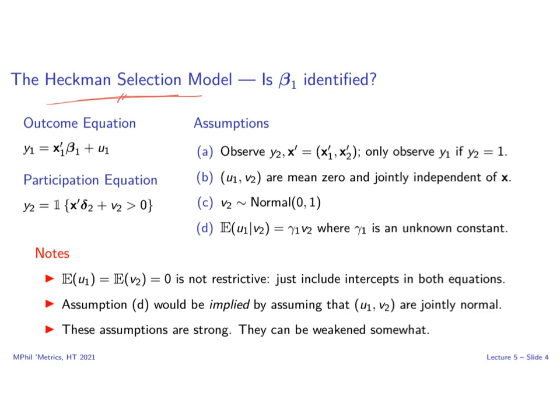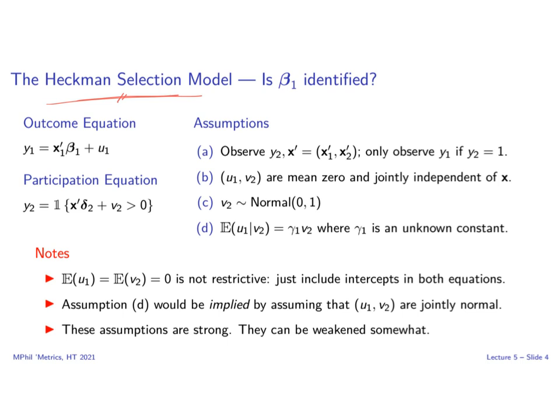To accomplish this impressive feat, the Heckman selection model relies on fairly strong parametric assumptions. These assumptions can be weakened to a certain extent, but not perhaps as much as we might like. Selection on unobservables is fundamentally a very hard problem.